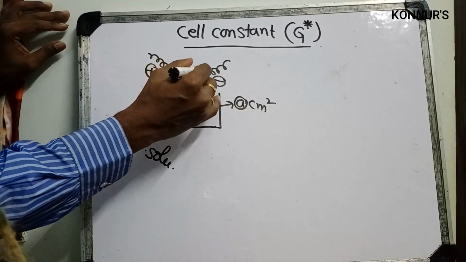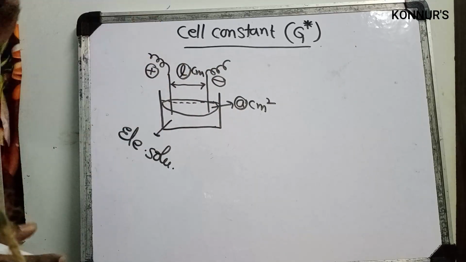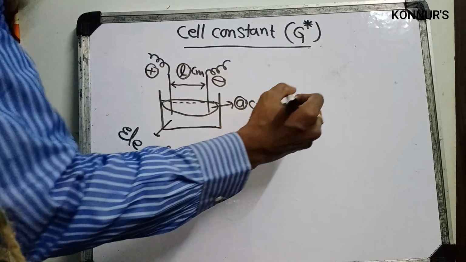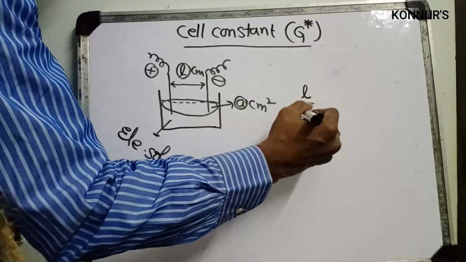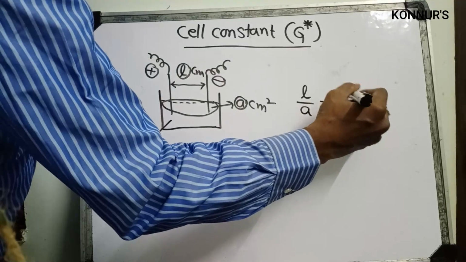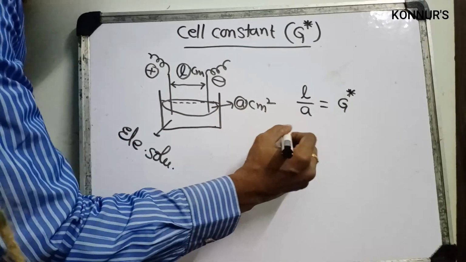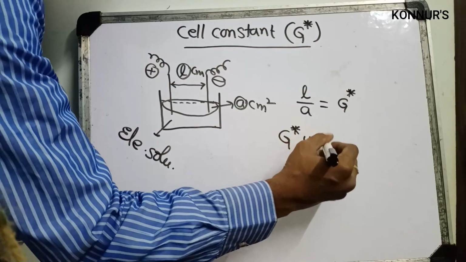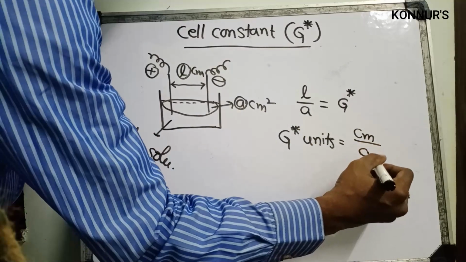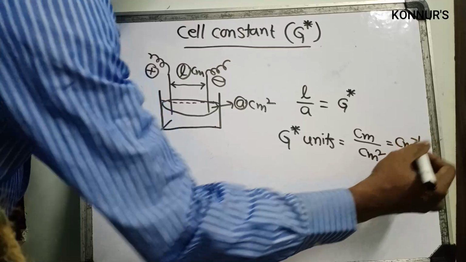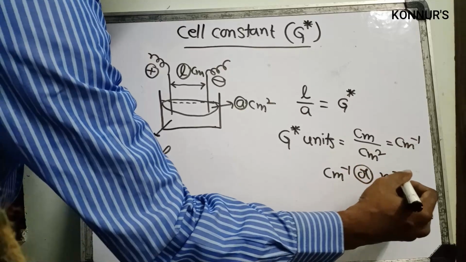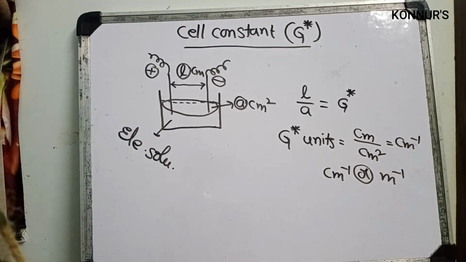So L is in centimeters, the distance between two electrodes. The cross section area of the solution is A centimeter square. Then L by A is called the cell constant, indicated with G star. So what are the units? G star units: L is centimeter divided by A centimeter square, so that is centimeter inverse, otherwise meter inverse. So that is the cell constant.